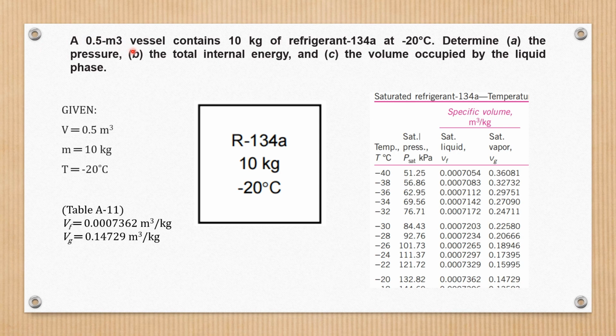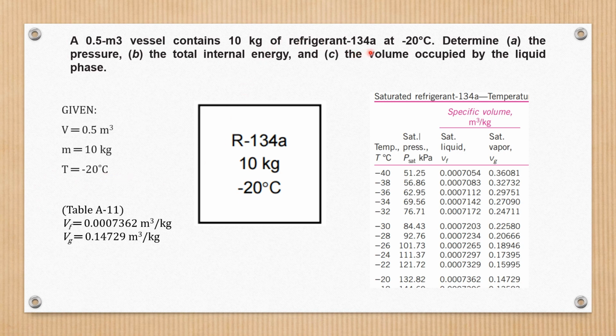A 0.5 cubic meter vessel contains 10 kg of refrigerant 134A at negative 20 degrees Celsius. Determine the pressure, the total internal energy, and the volume occupied by the liquid phase. First, we identify the given: the volume of our vessel is equal to 0.5 cubic meter, the mass is equal to 10 kg, and the temperature is equal to negative 20 degrees Celsius.